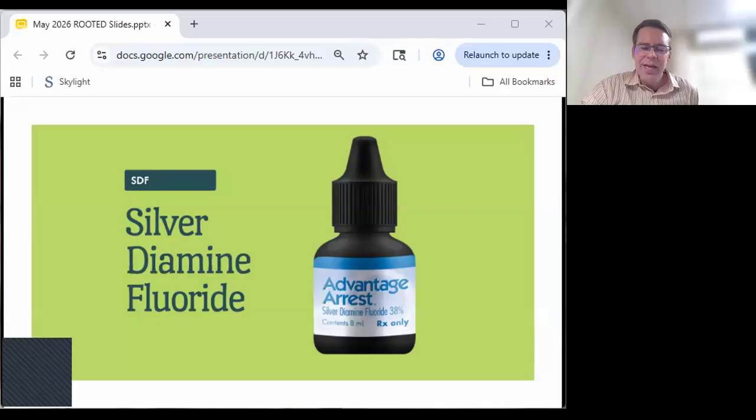That 10-minute break. Silver diamine fluoride. If you haven't heard of it, this is the second thing that saved my career. The first thing was getting the pediatric dentistry. The second thing was silver diamine fluoride. Basically, we know that silver is bacteriostatic and bactericidal. So we know that it stops bacteria and then it actually kills bacteria. And so this is different than any sort of therapy that really exists because of its substantivity.